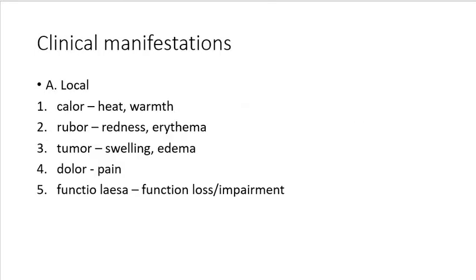And so what are the basic clinical manifestations of inflammation? There can be local or systemic. Under local, we have calor, which is heat and warmth, rubor, redness, erythema, tumor, swelling, dolor, pain, and functio laesa, which is function loss, impairment.